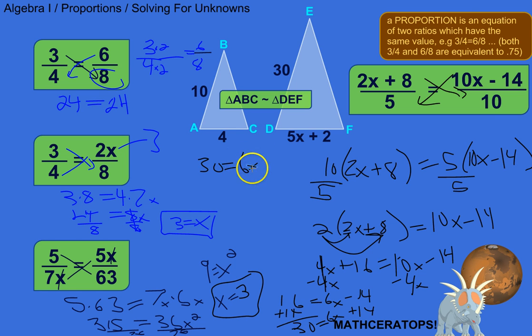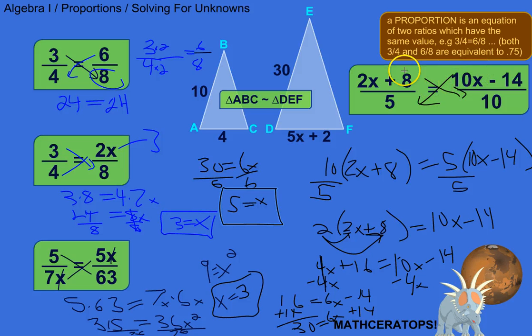X is almost by itself, but it's attached to the 6, so let's get rid of that. Divide that out. 6 divided by 6 is 1, so that's gone. 1 times x is x. 30 divided by 6 is 5. Boom. X is equal to 5. All from this craziness up here.